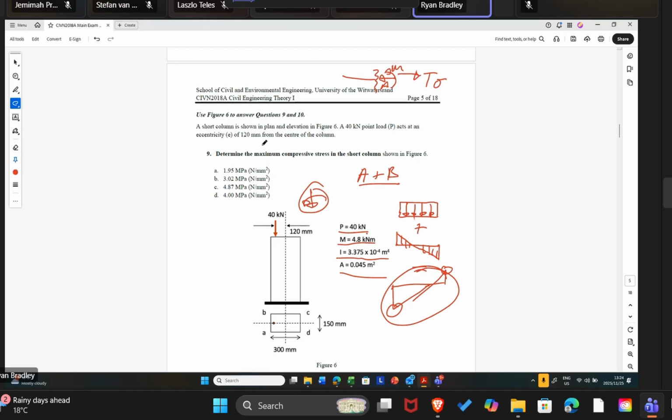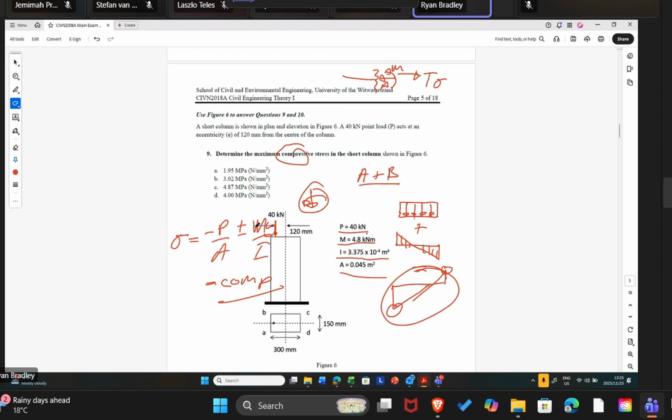There's also understanding here, because remember, when we apply the equation, the total stress equals minus P over A plus minus My over I. Okay? The minus here corresponds to compression. So in the question, we want the maximum compressive stress.